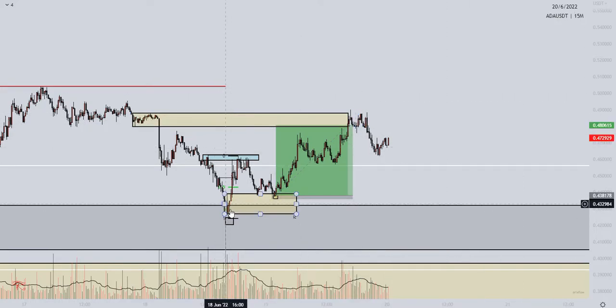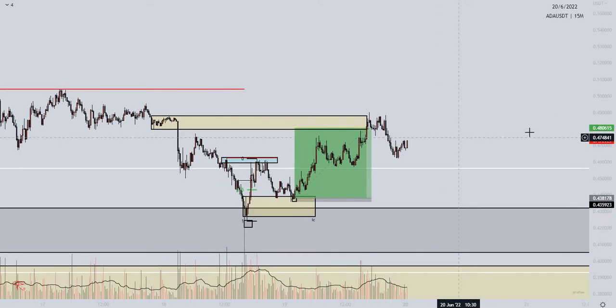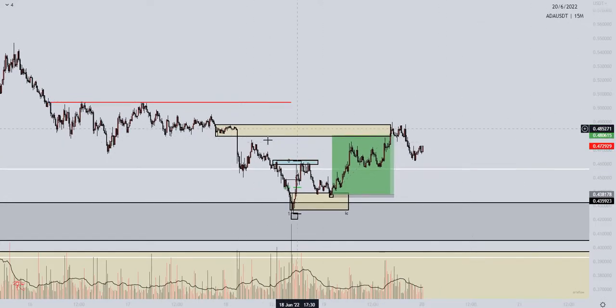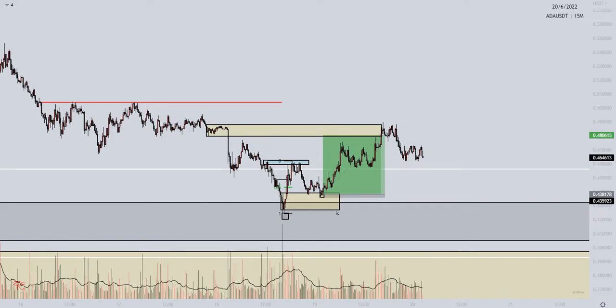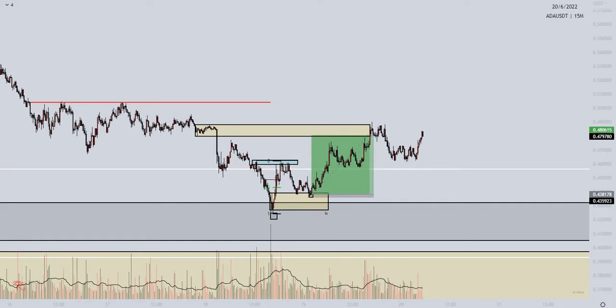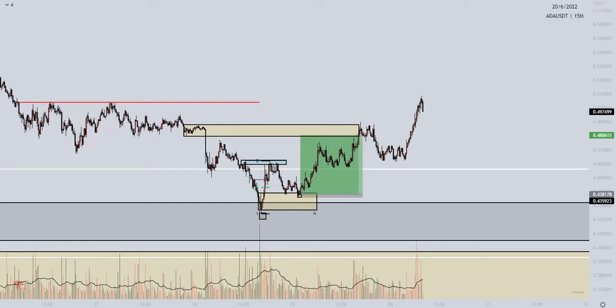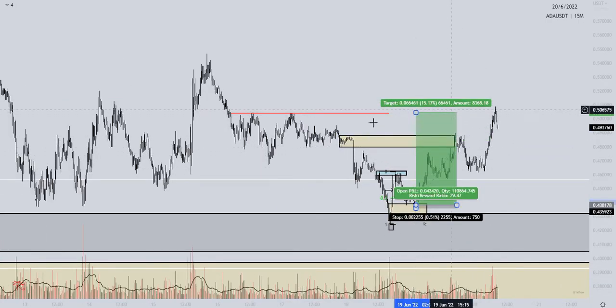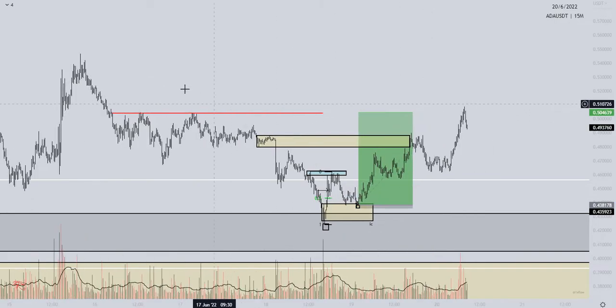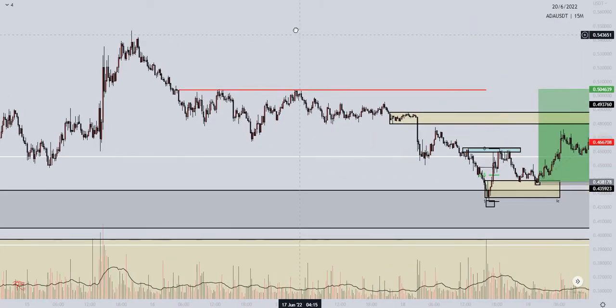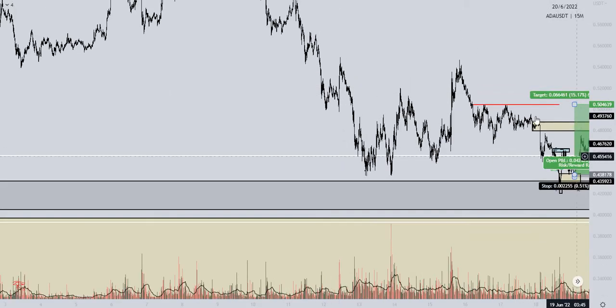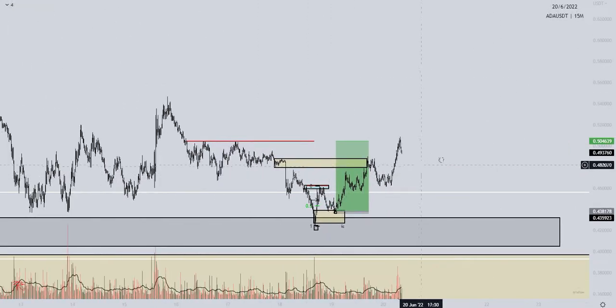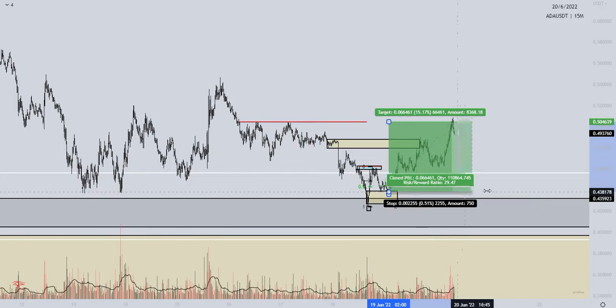Remember, we still have unmitigated zones of demand down here, but we also violated the supply. We're starting to show some sort of strength. So at this point in time, after that happens, I can look to target areas higher within the range. I have liquidity right here that I could take it to for my take profit, and then I have areas higher within that.